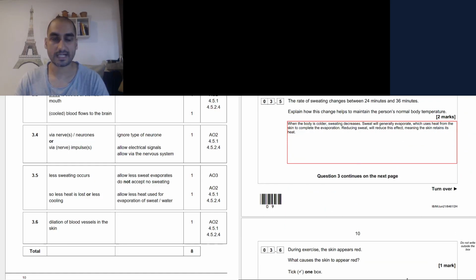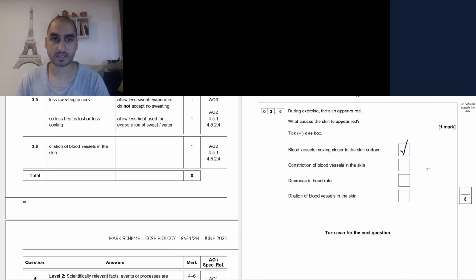Alright. Less sweating. Less heat is lost. Yeah. Sure. Blood vessels move closer to the skin surface. Oh! No, it is dilation of blood vessels, not move. Now that I think about it, blood vessels don't move. What was I thinking? They can't actually move. They're in a fixed place. It's dilation. Damn it. That's so stupid. Like, what would move them?